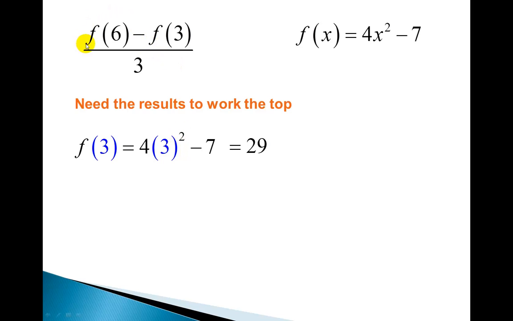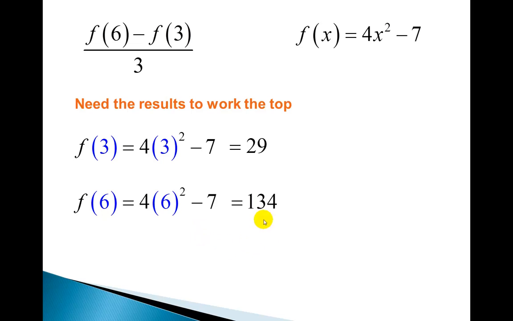Next thing we've got to do is figure out what's this f of 6? What's the result when we take 6, plug it into the formula? So when we do that, I take that 6, plug it into the formula. Once again, 6 squared is 36 times 4 minus 7. Crunch that out on your calculator, you're going to get something like 134. Okay, so what we have right now are the results when we plug in 3 and the result we get when we plug in 6.